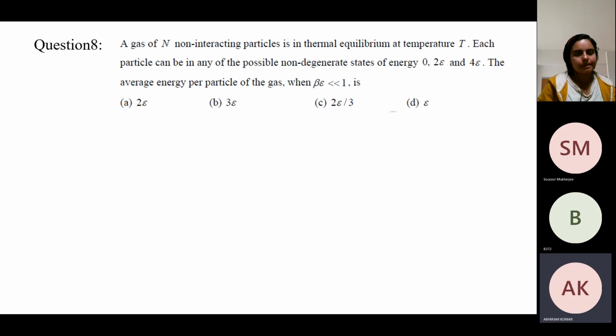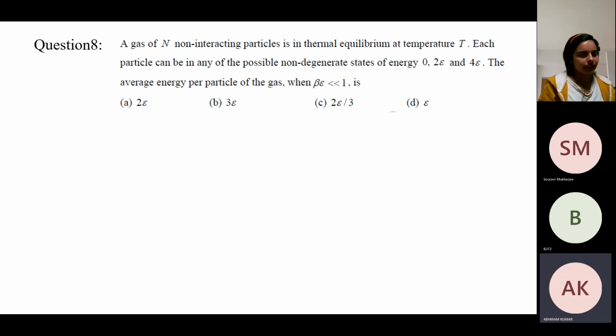We will first write the partition function. Then what do you do? Then we will find the Helmholtz free energy. Okay. Then find the internal energy of the system. It gives the average energy. Okay. And then divide by n to get the individual values, right?